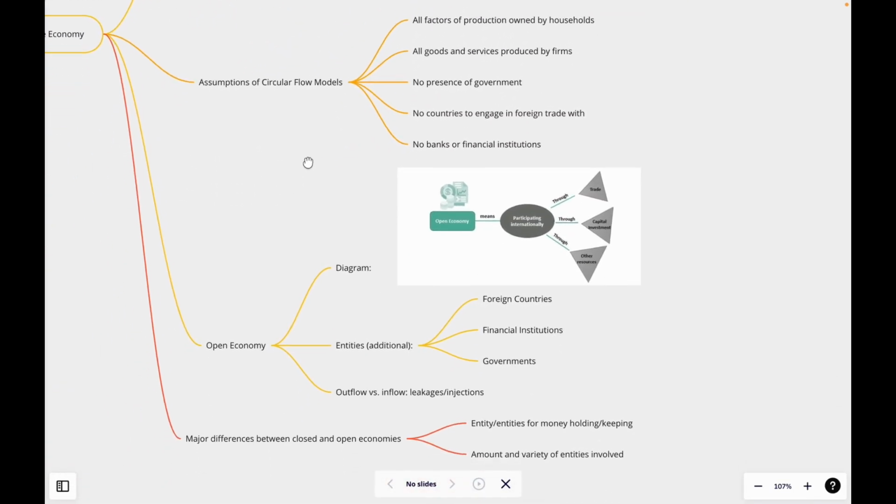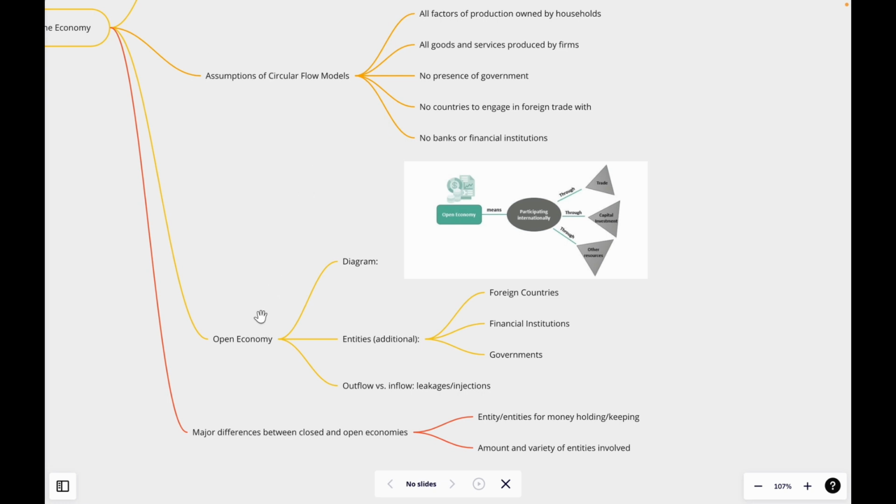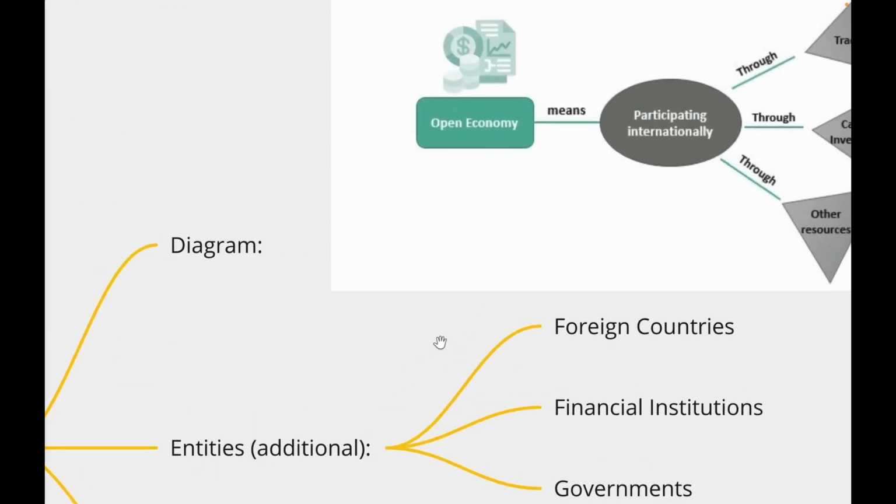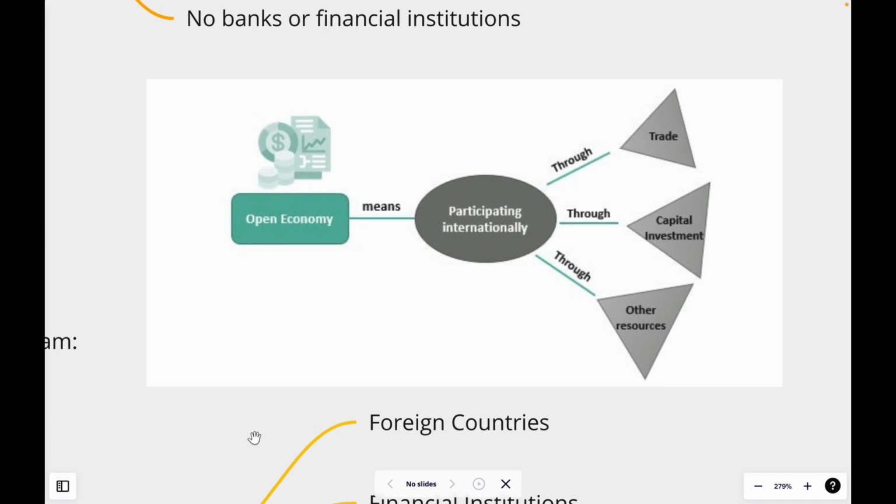Next, we'll move on to another type of model. It is called the open economy. It is the opposite of what we just talked about. So the open economy, as you can see in the diagram right here, is not much different from the closed economy, but instead it is an extension to the closed economy. So it means that we are participating internationally. We'll explain this concept in more detail.